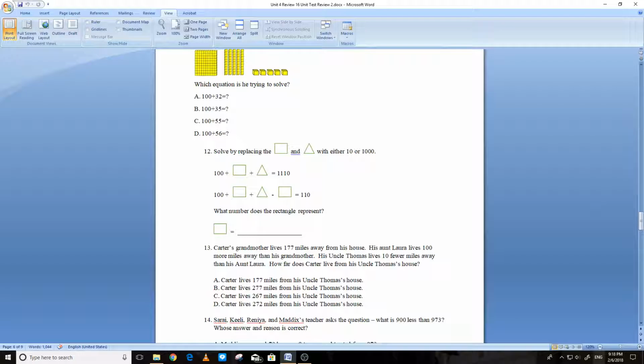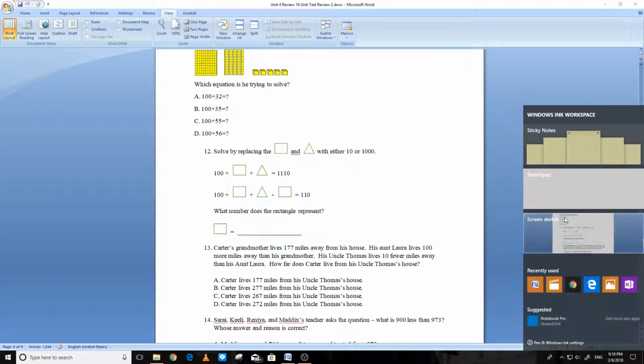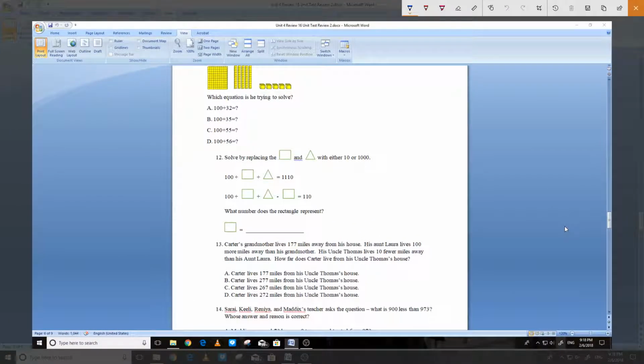Number 12. Again, our old friend, number 12. Solve by replacing the rectangle and triangle with either 10 or 1000. So 100 plus rectangle and triangle equal to 1110.